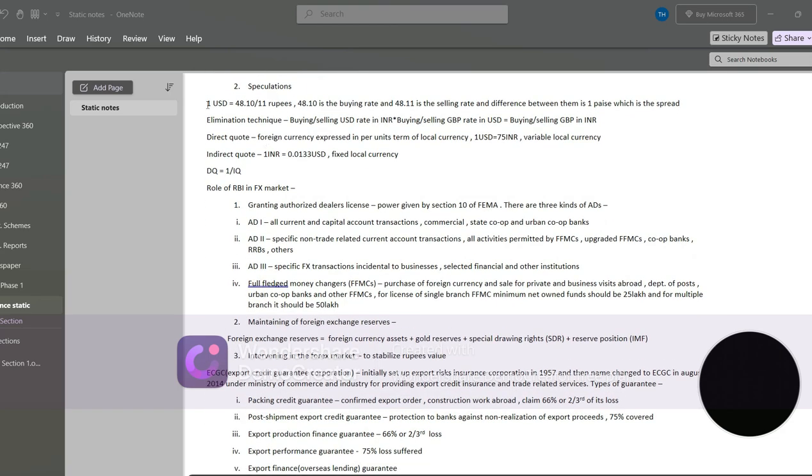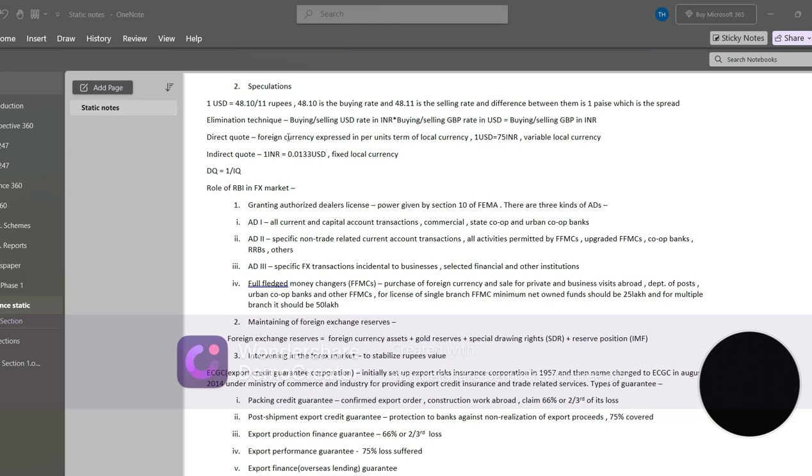Now, foreign exchange can be denoted in this way, like 1 USD is equal to 48.10/11 rupees. In this, 48.10 is the buying rate. If I want to buy 1 USD, I will have to give 48.10, and 48.11 is the selling rate. If I have to sell 1 USD, then I will get 48.11. The difference between them, which is one paisa, is called the spread.